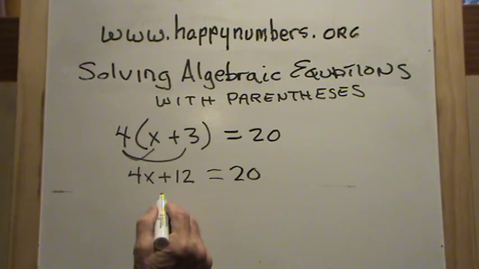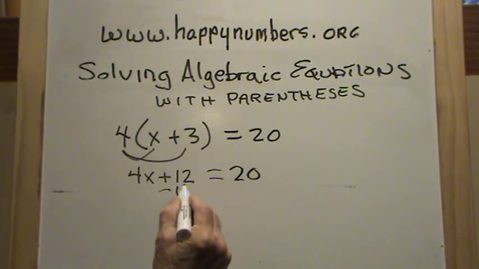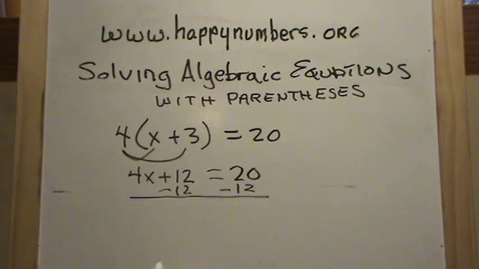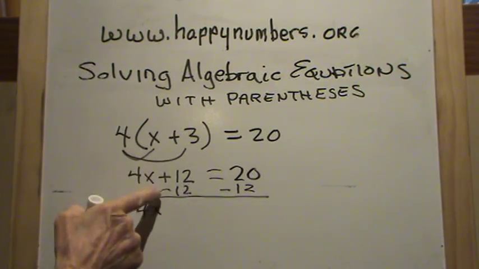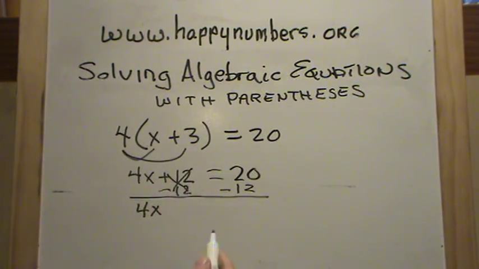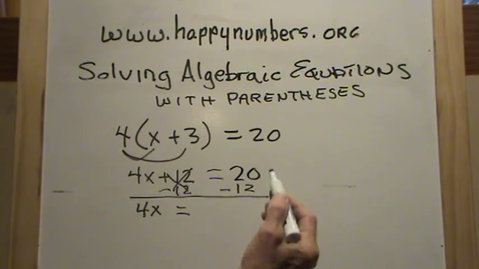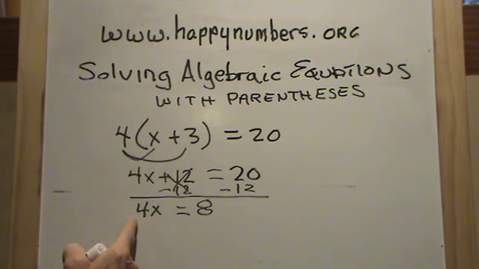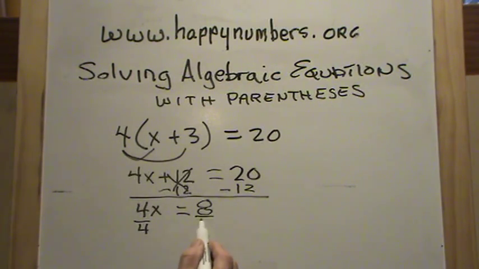We can use the opposite or inverse, negative 12, on both sides. And we have 4x. When we combine positive 12 and negative 12, they go away, 0, equals 20 take away 12, which is 8. Now we want to deal with the 4, and we know this is multiplication, so we can divide by 4 and divide by 4, and we get x is equal to 2.